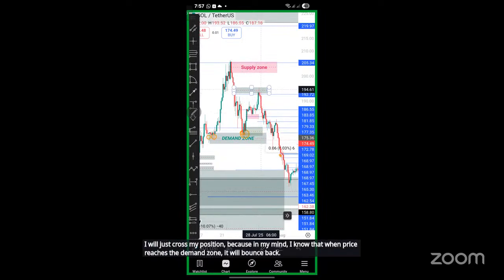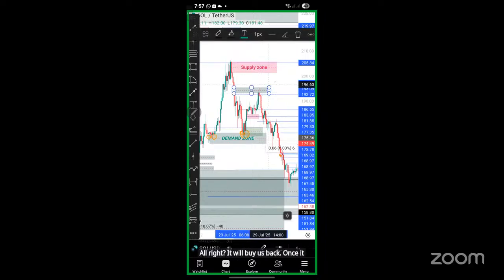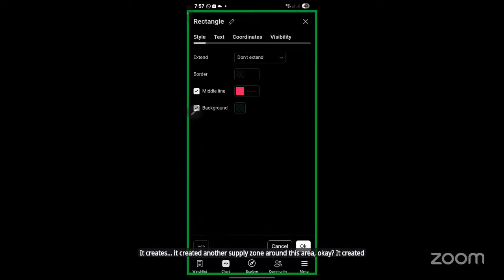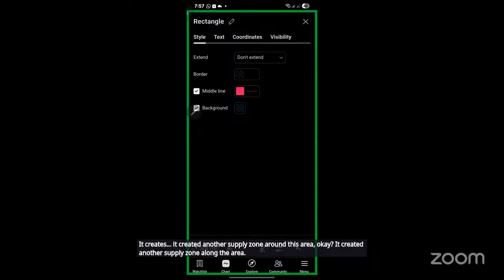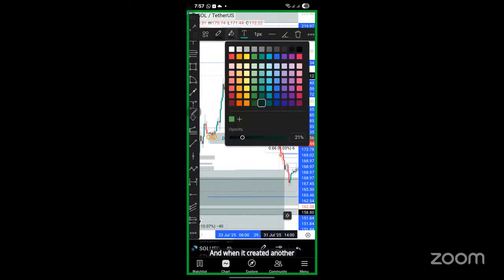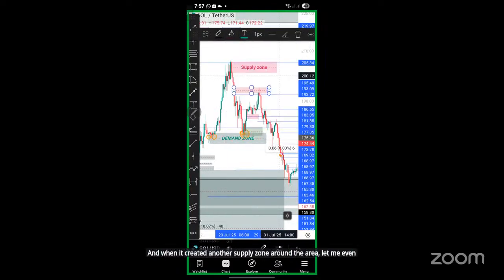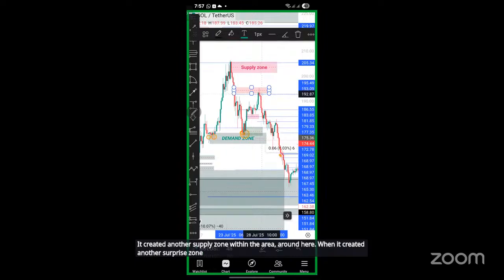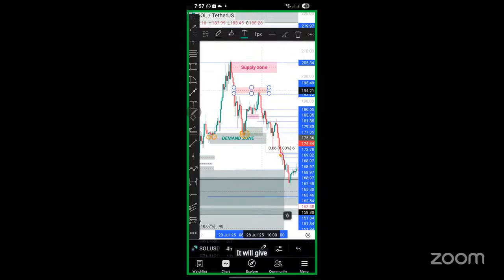All right, it will bounce back. Once it bounces back, it created another supply zone around this area. Let me even put it in red. It created another supply zone within the area around here. When it created another supply zone, it gives me the mind that now I'm going to sell. Price will come back, sell, and tap into the demand zone.